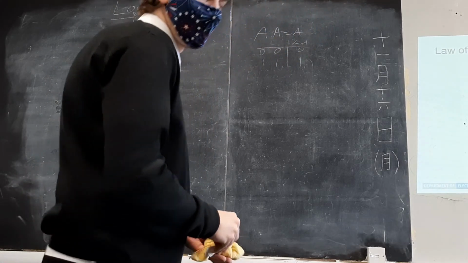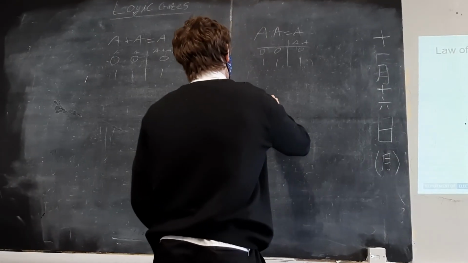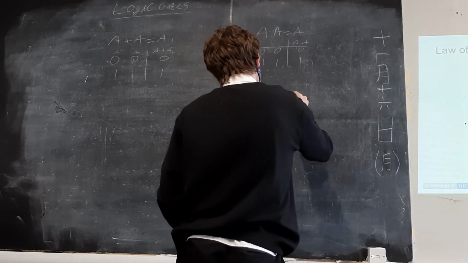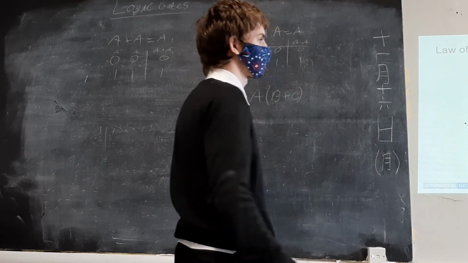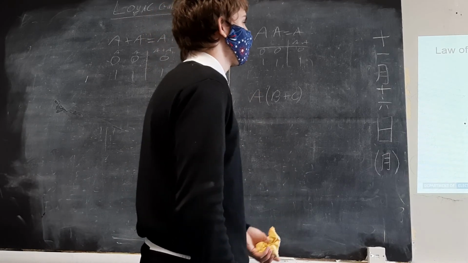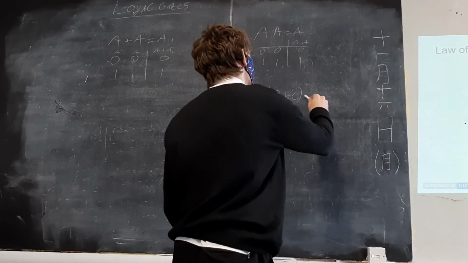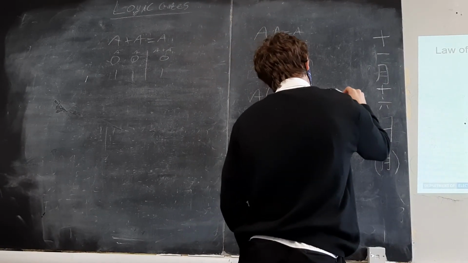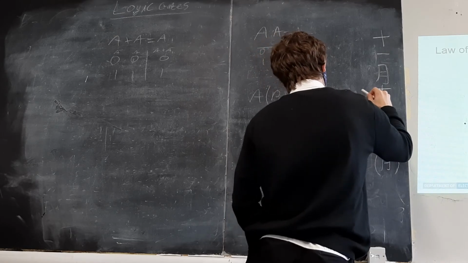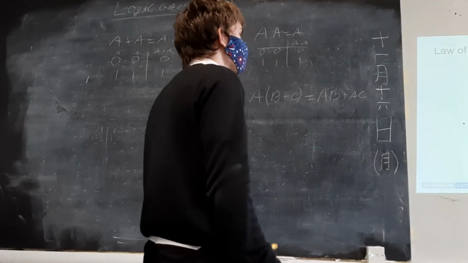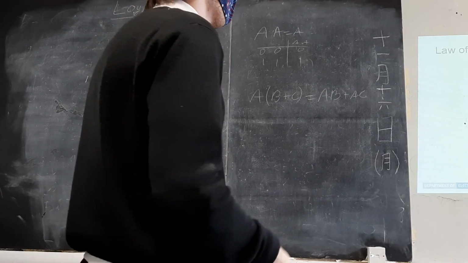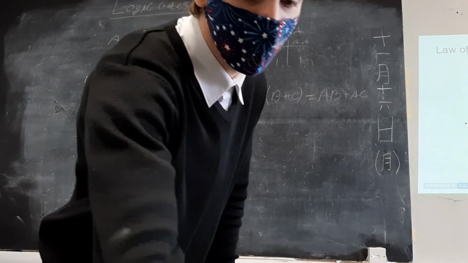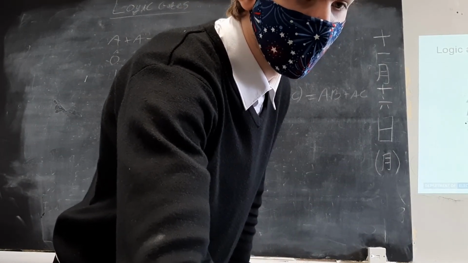Then we get onto something slightly more involved. You've got your standard multiplying up brackets. You have A and B or C, which, as per standard maths, is equal to A and B or A and C. It's just like doing it with X and Y.